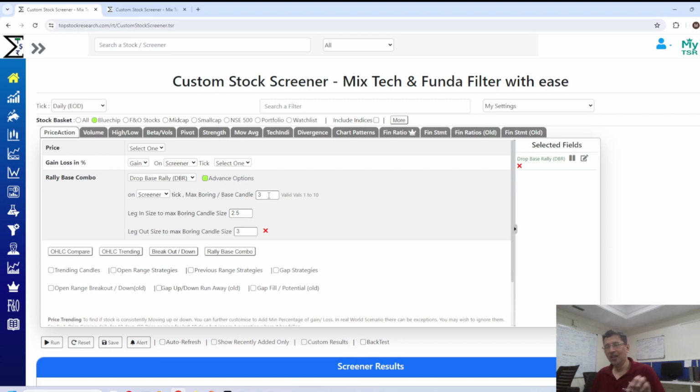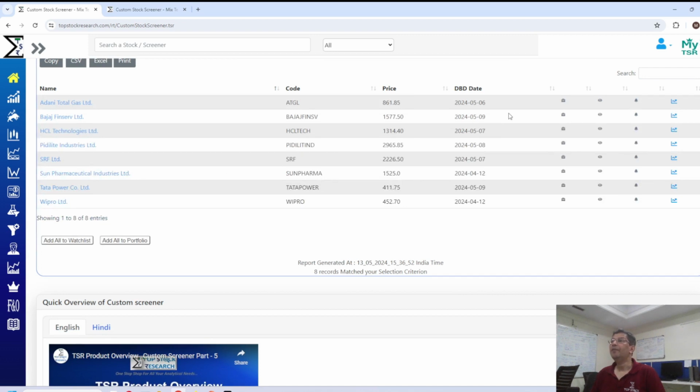So more boring candles, maybe up to 4 or 5, is a good number, where it gives much better conviction that it was real consolidation rather than a knee-jerk reaction based on certain news. So you can set the number of boring candles. Let's run drop-base-drop with this condition and see if any stock is there.